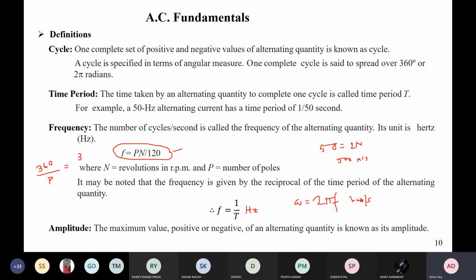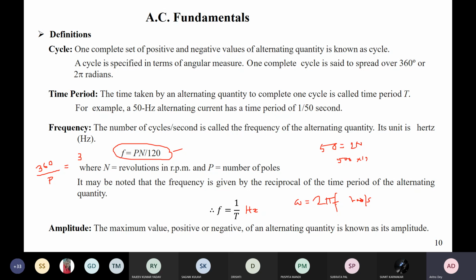When we solve the AC circuit, we'll be using omega equal to 314 for the 50 hertz supply, because this is 50, this is 2 pi, so 100 pi, that is 314 radian per second. Later we'll see that the reactance for the inductance will be omega into L. Okay, so those things will come later.